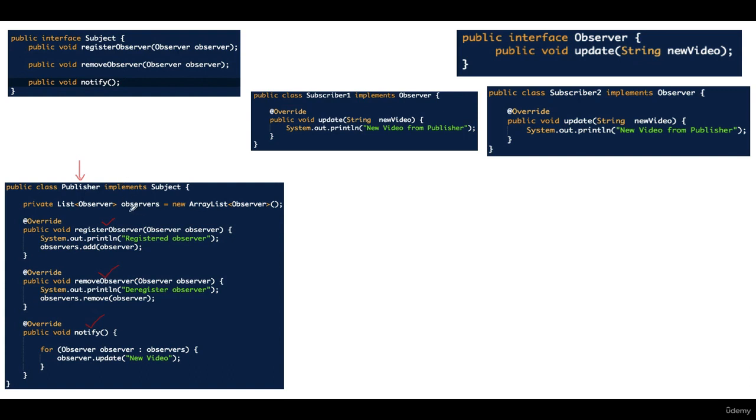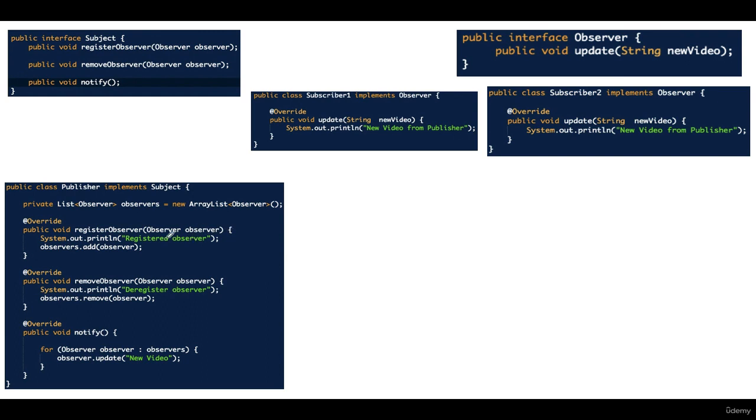So here we are first creating the ArrayList of observers. Basically, the publisher needs to store all the observer details, so it has the ArrayList of observers. Whenever a new observer comes, we call the registerObserver method, and here we are passing the instance of the observer. The subscriber wants to register into our system, so we pass the instance of the observer.